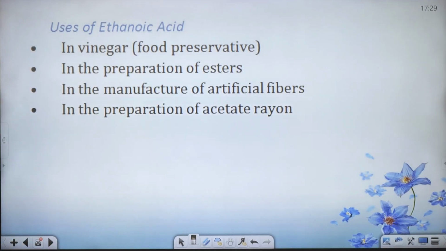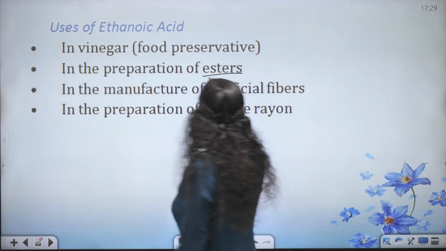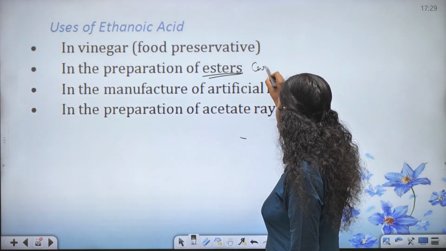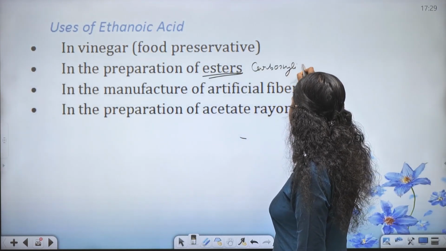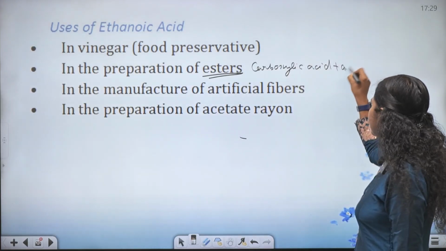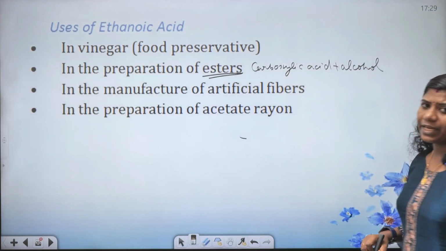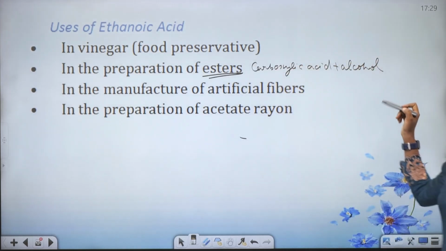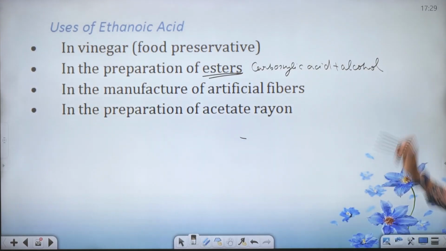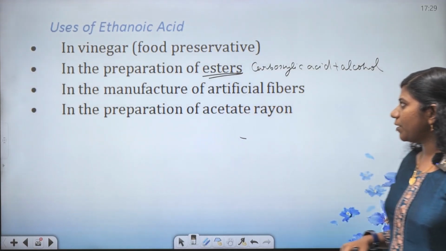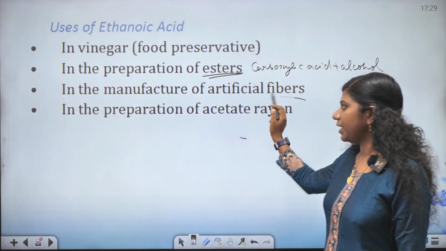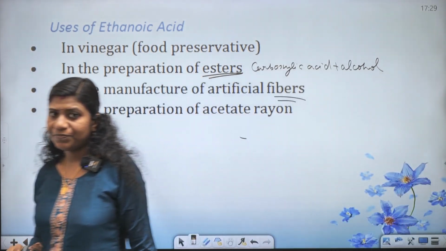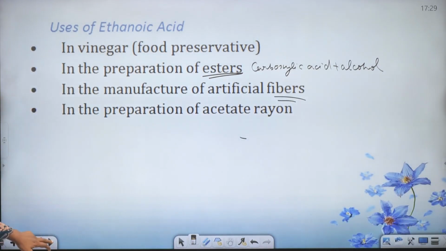Next, uses of ethanoic acid. It is used in vinegar as a food preservative. In the preparation of ester: we know how to prepare ester. Any carboxylic acid reacts with alcohol to form the corresponding ester. Ethanoic acid and ethanol react to form ethyl ethanoate. Then the next use is in the manufacture of artificial fiber, then in the preparation of acetate rayon. These are some uses of ethanoic acid.